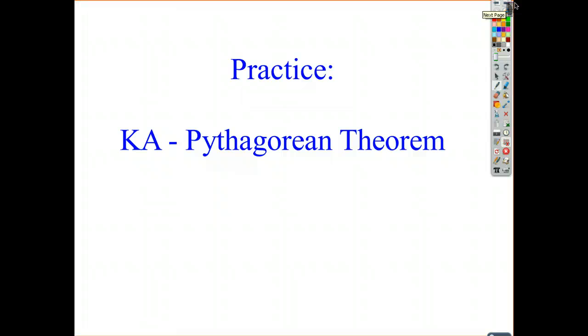So go to Khan Academy and practice the Pythagorean theorem. Again, I would avoid logging on at first. Practice a couple times. You definitely want to use a calculator. There are plenty of calculators online if you don't have one with you, or use the one on your computer. Go ahead and do that, and then be prepared to do a little bit of an activity tomorrow. Okay? So, good luck.